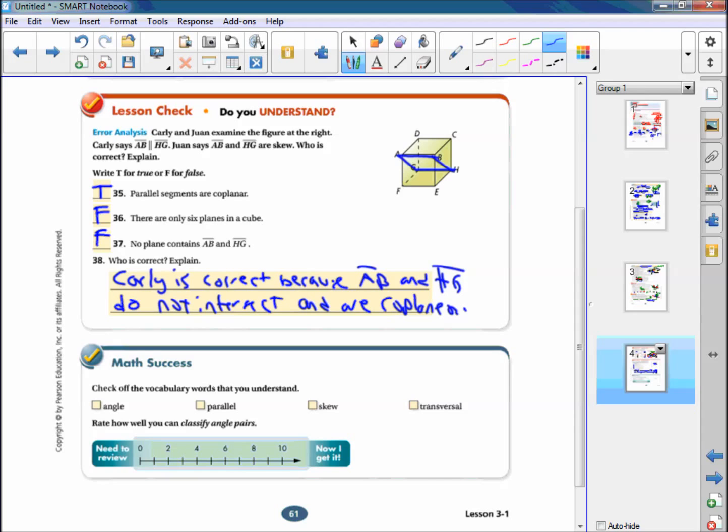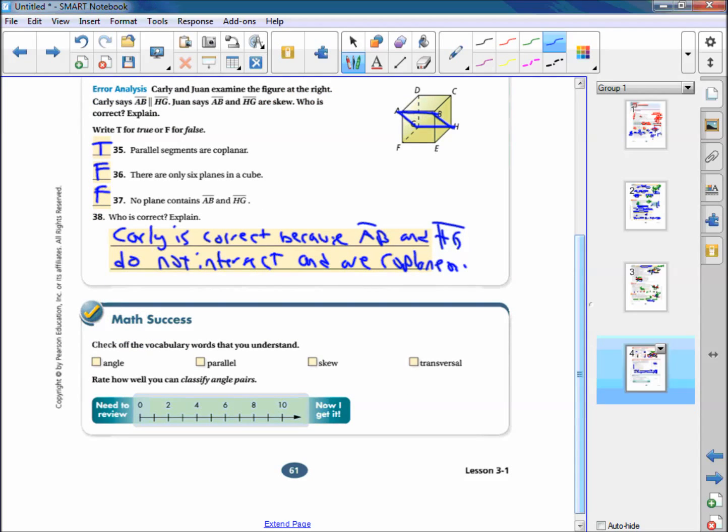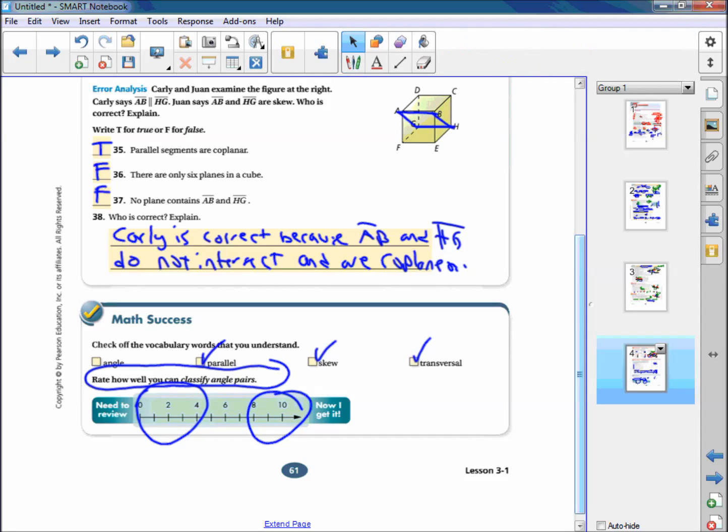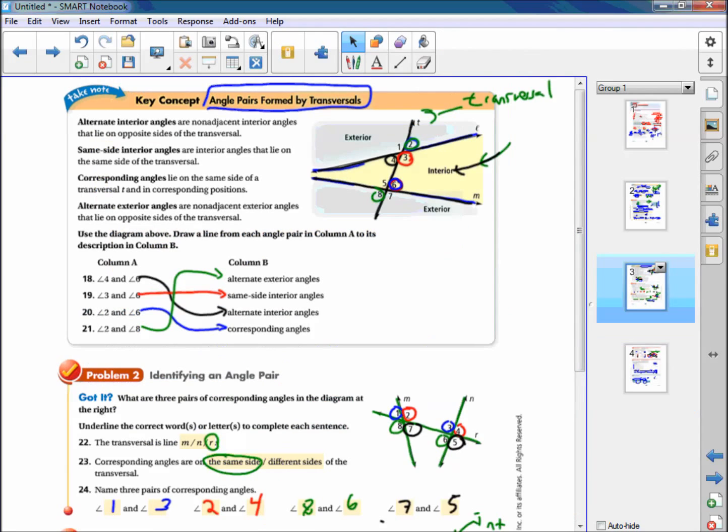All right, so by the end of this lesson, you should know quite a bit of vocabulary, but some important ones on here are definitely parallel, skew, and transversal. And then there's some angle pairs. How well do you know those angle pairs? If you are down here in the 0 to 4 range, go back and look at them again. You really want to be up here, okay? Those angle pairs were on the top of page 3. Make sure you go back and look those over, and we'll practice them with some note cards next time, some matching games. See you in class.